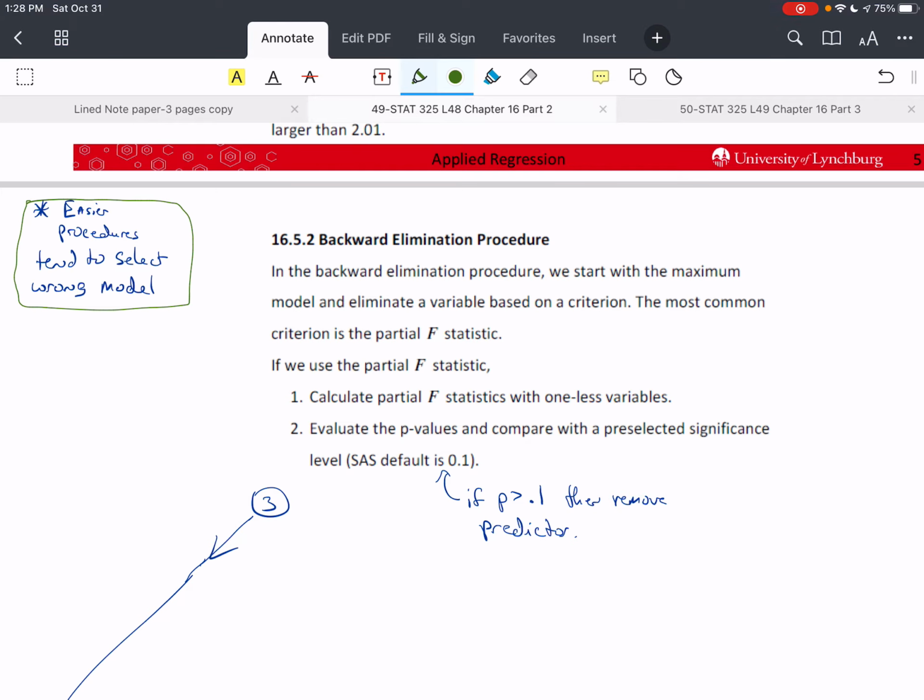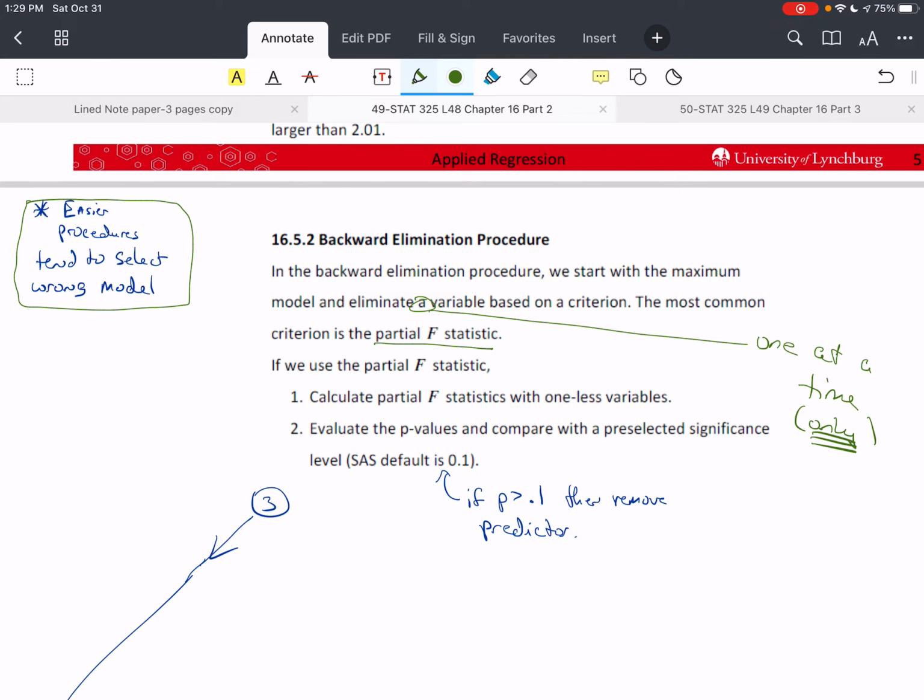In backward elimination, we start with a maximum model and we eliminate one variable at a time. This is one at a time only. Never try to do more than one at a time, okay? So the most common criterion is the partial F statistic. I can say that in my research so far, I think things have changed, because I have yet to see anyone use the partial F statistic as the deciding factor. Okay, so many other criteria, but really not the partial F statistic.